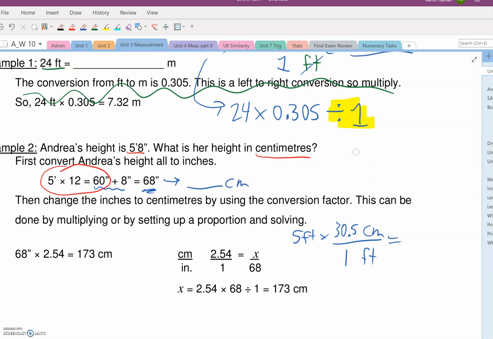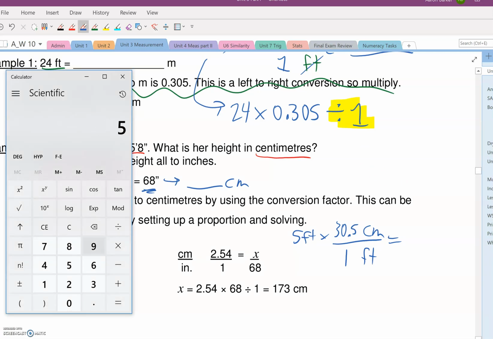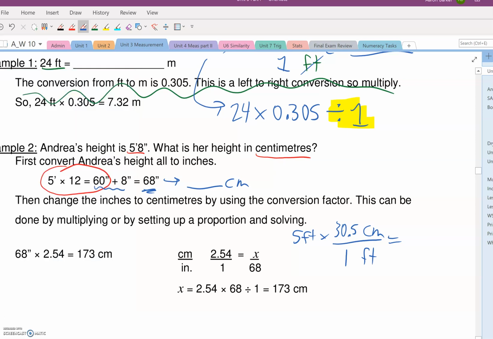Okay, so I multiply by this conversion factor, 5 times 30.5. That gives me 152.5 centimeters. So then what I have to do is take the 8 inches. My 8 inches, I have to convert that.